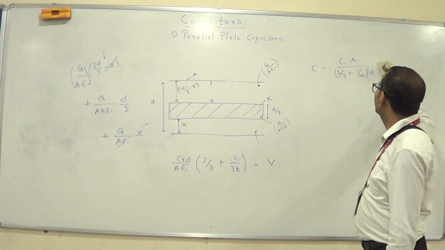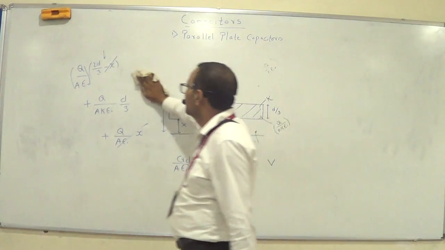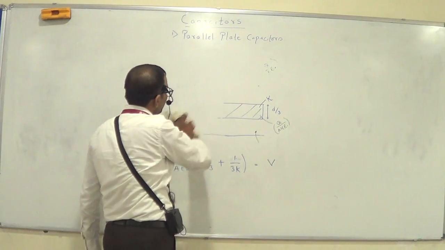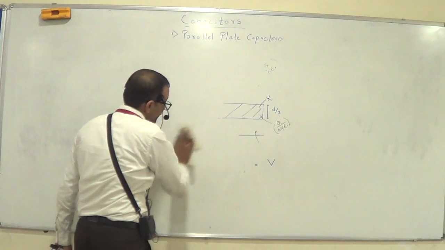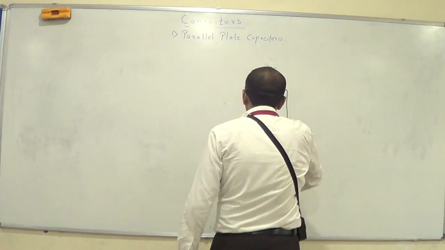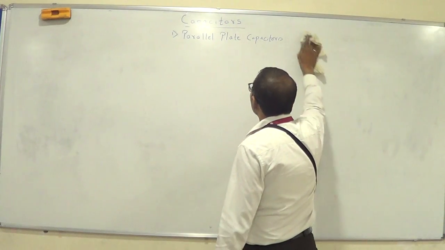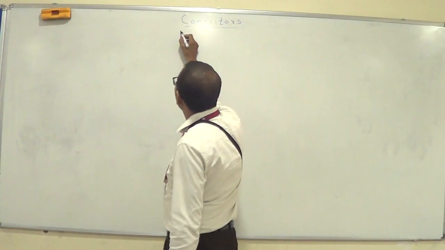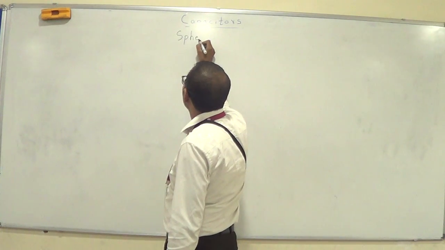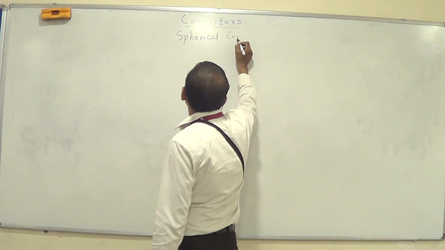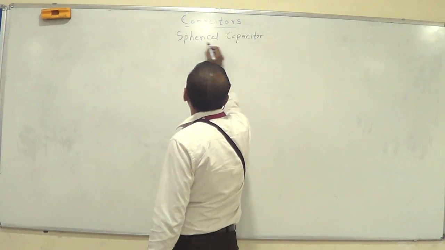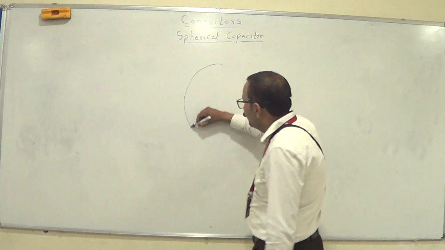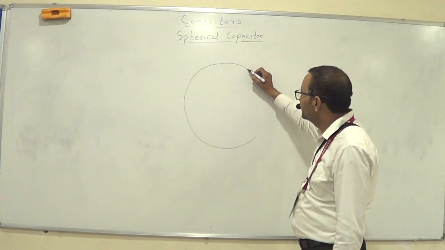Okay, now write down the next is spherical capacitor. Spherical capacitor, not in your NCERT syllabus, but still we are doing it. It comes again and again in JEE Mains. Spherical and cylindrical. Right now, spherical capacitor. How it looks like? You have two concentric spheres.